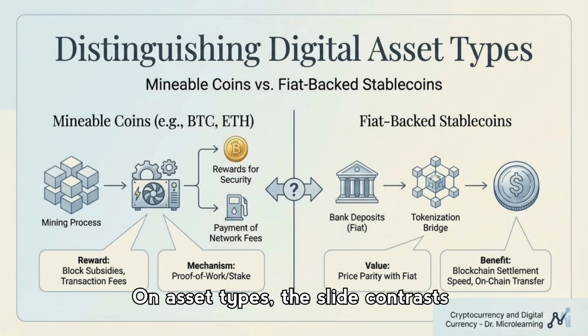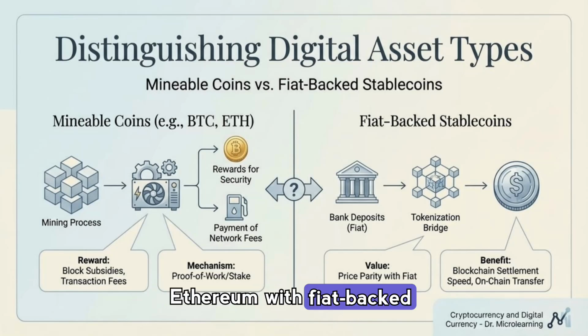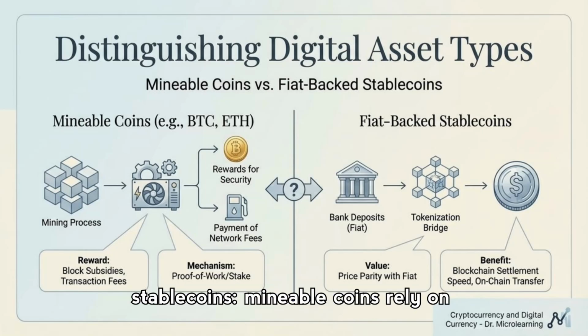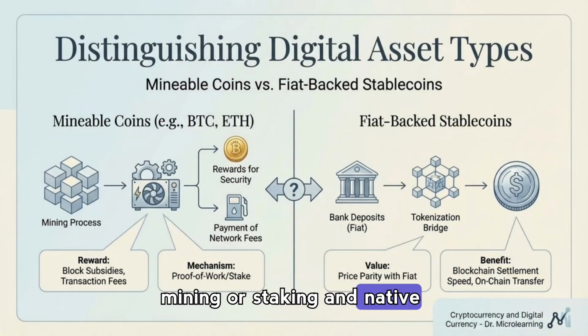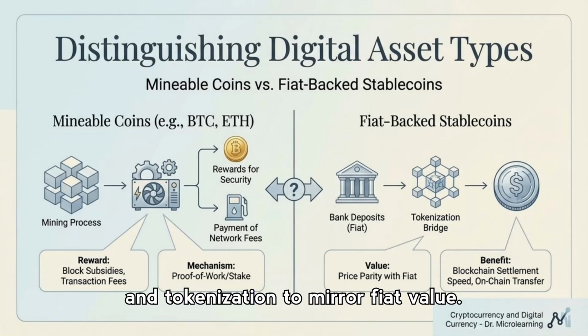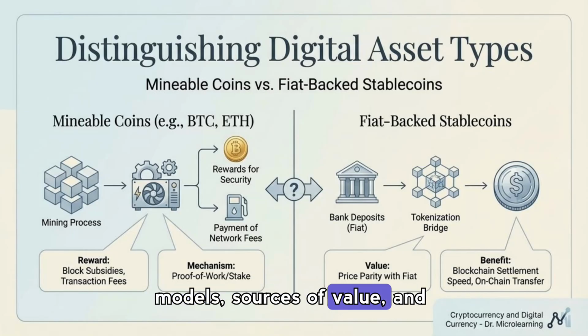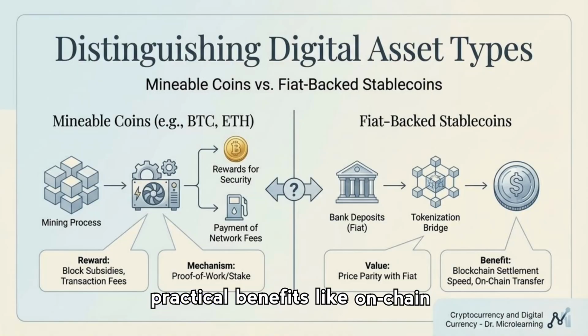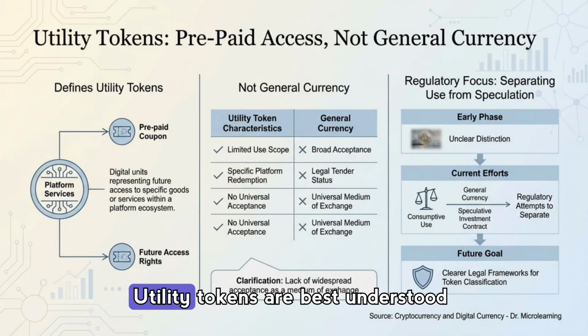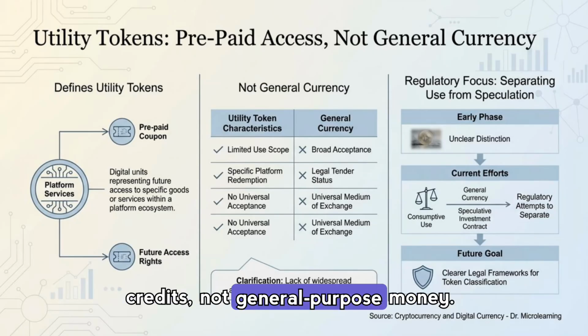On asset types, the slide contrasts mineable coins like Bitcoin or Ethereum with fiat-backed stablecoins. Mineable coins rely on mining or staking and native protocol incentives for security, while stablecoins use bank deposits and tokenization to mirror fiat value. The point is to show differing trust models, sources of value, and practical benefits like on-chain settlement speed.